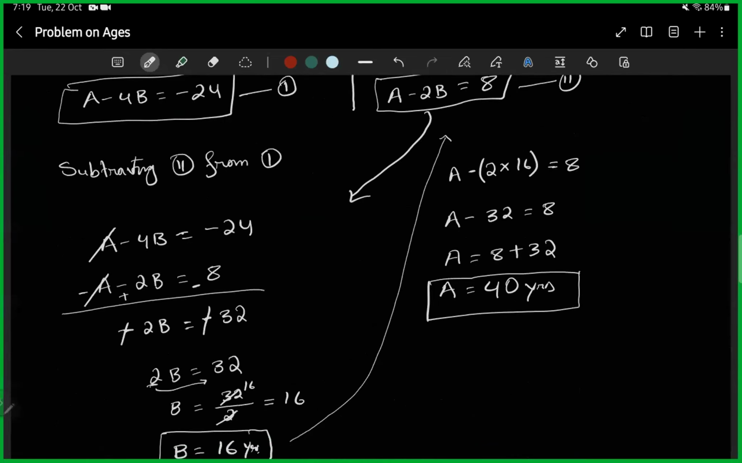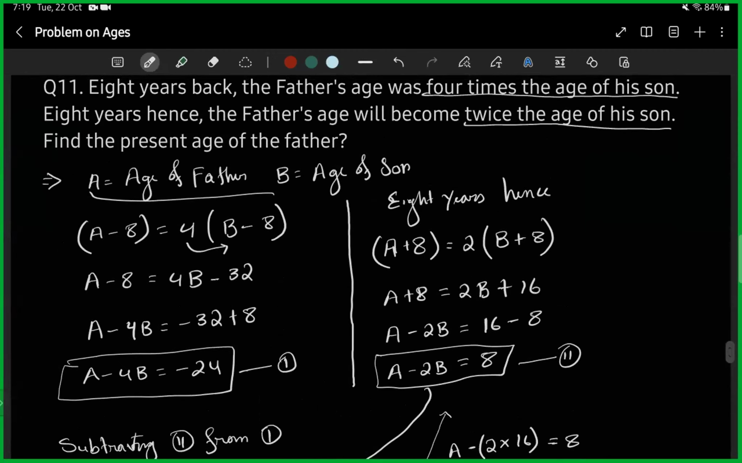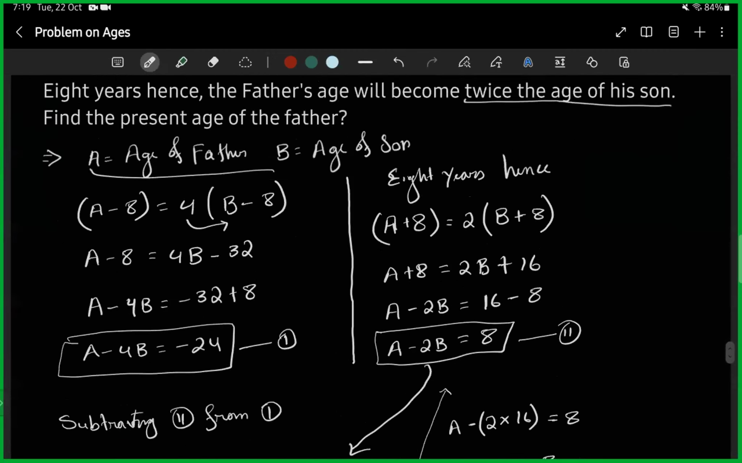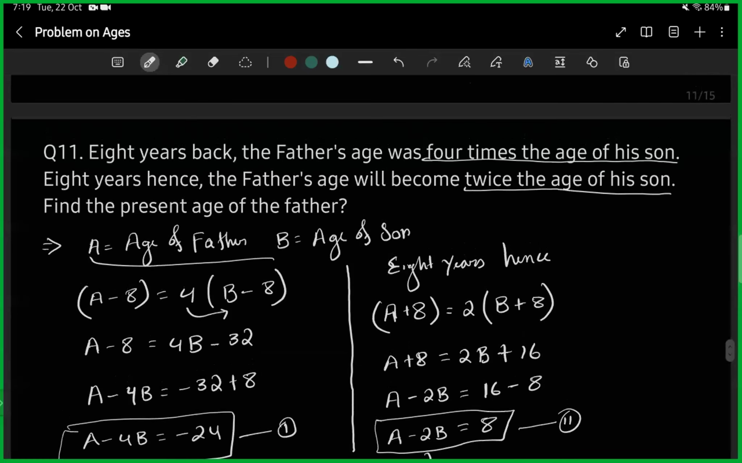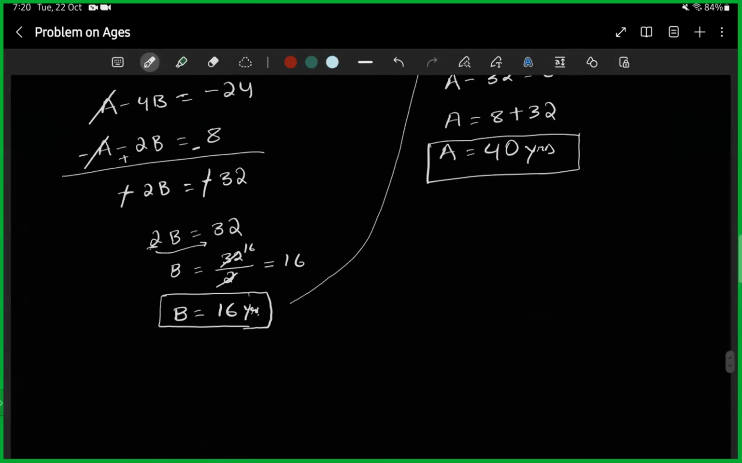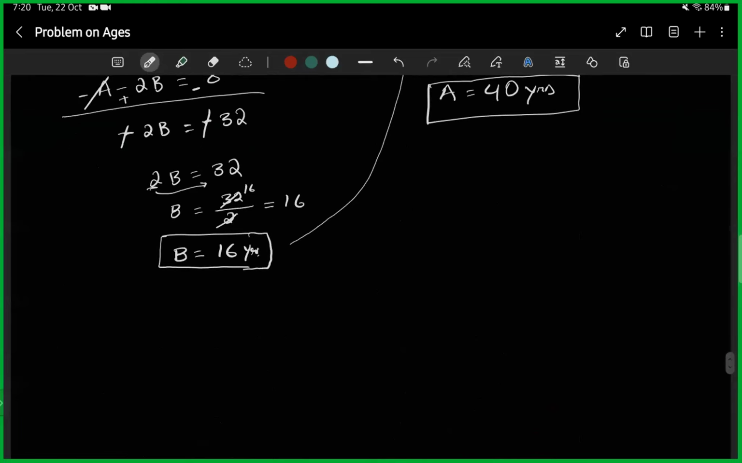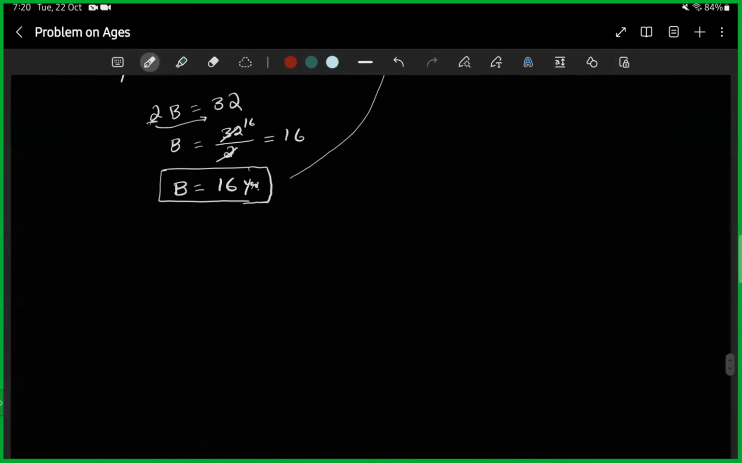Now let us see whether our answer satisfies the other condition given in the question. So in order to check that, what was our condition? 8 years back, the age of the father should be four times the age of the son, and then 8 years into the future, the father's age should be 2 times the age of the son. So let us check the first condition. This is not necessary. If you have time, you check. If not, whatever answer you get, you tick your option in the exam. But for now, since we have enough time, I'll check this.